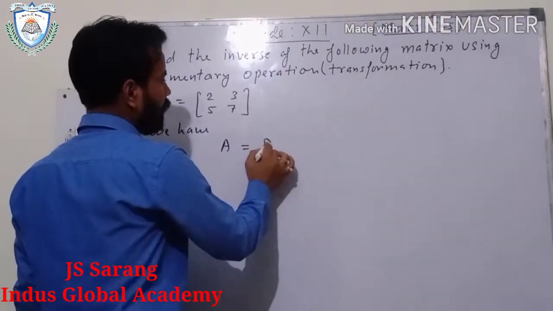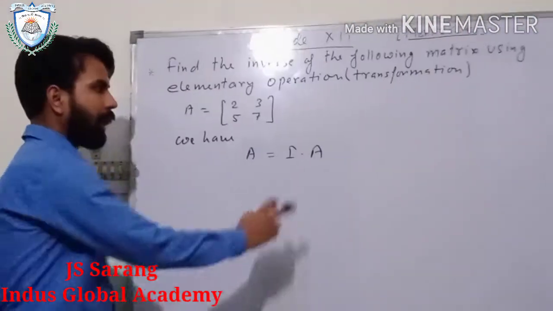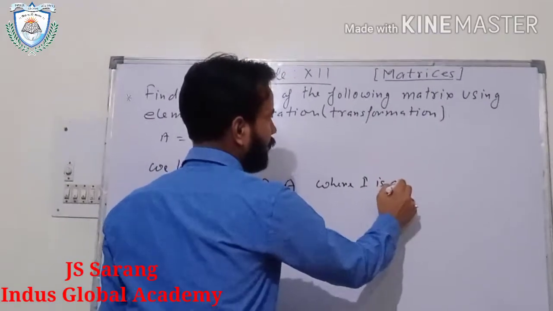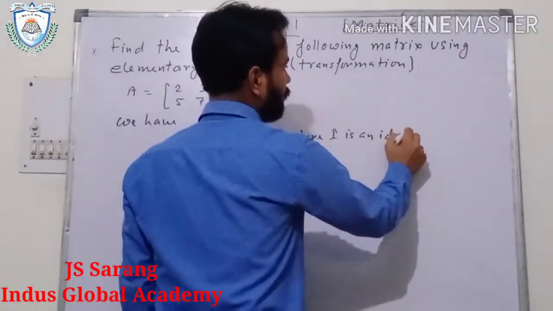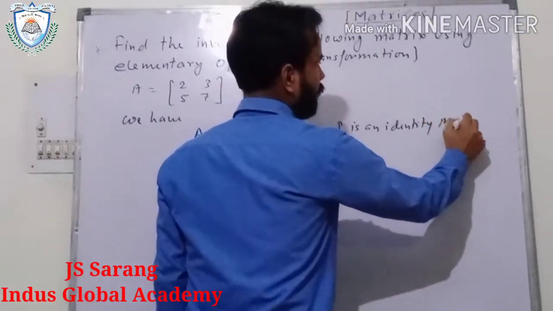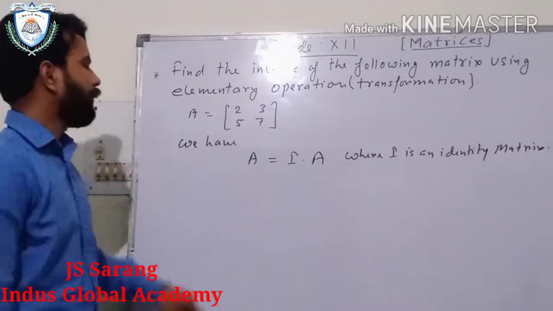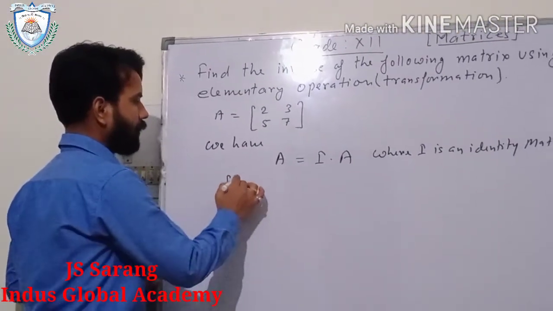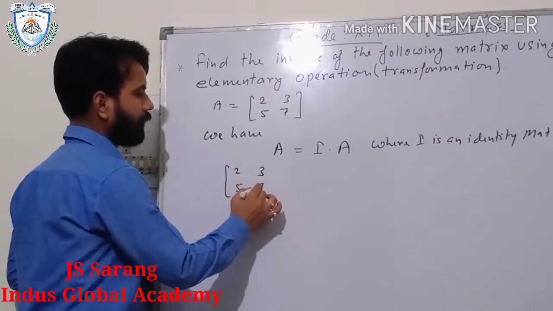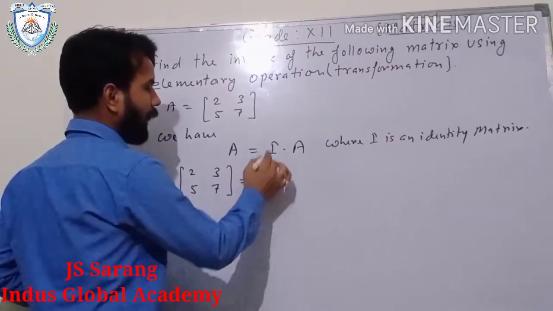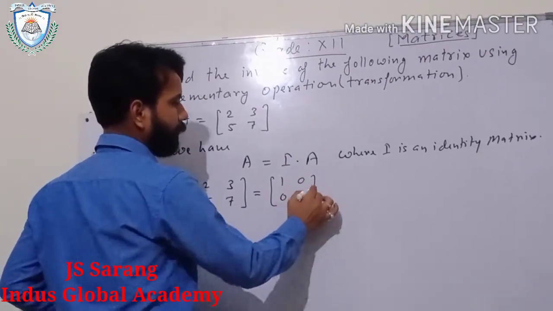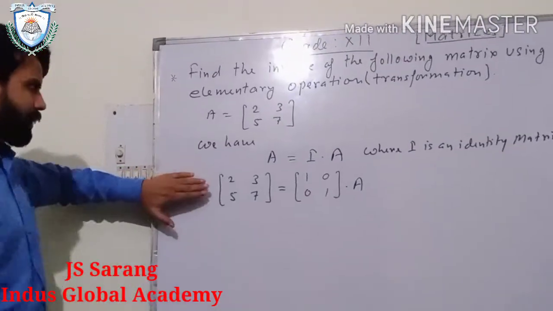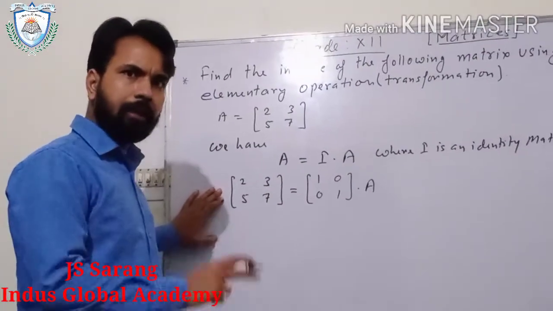A is equal to I into A, where I is an identity matrix. Clear? Now we have to substitute the value of the matrix A here in the left hand side. So this is [2, 3; 5, 7] equal to I, which will be the identity matrix [1, 0; 0, 1], into this A, which will remain the same. Now our target is to make this matrix equal to the identity matrix.